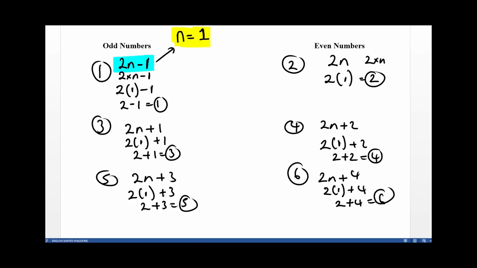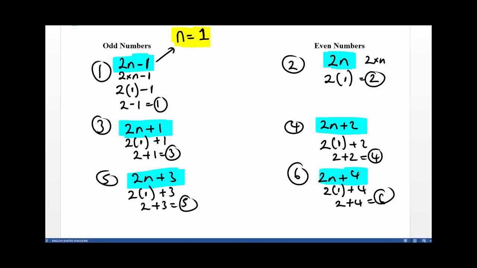So, using algebra, we've now got some values. We've got 2n minus 1 is 1. 2n is 2. 2n plus 1 is 3. 2n plus 2 is 4. 2n plus 3 is 5. 2n plus 4 is 6.